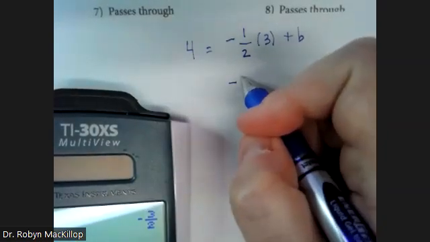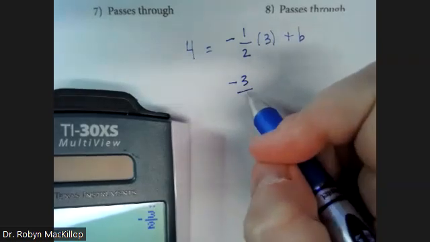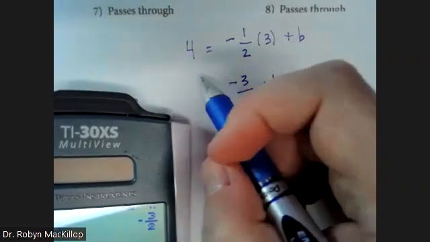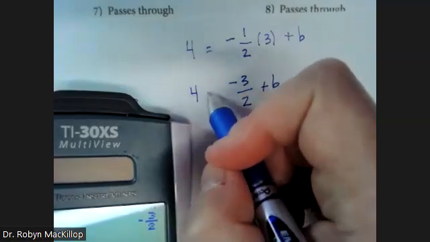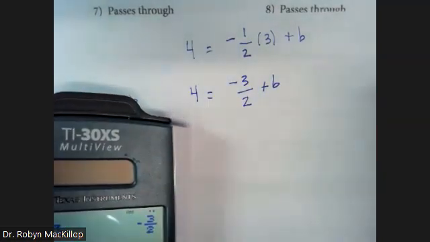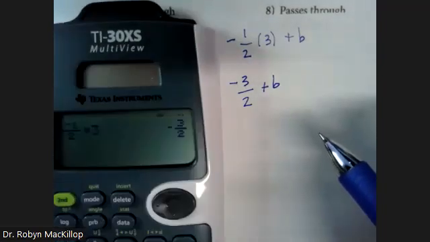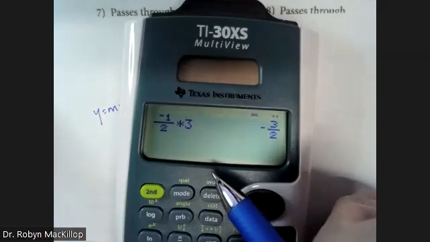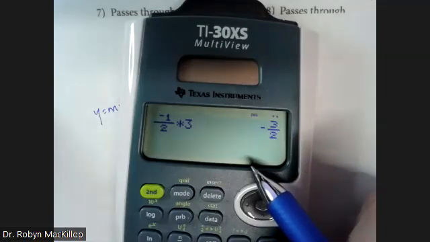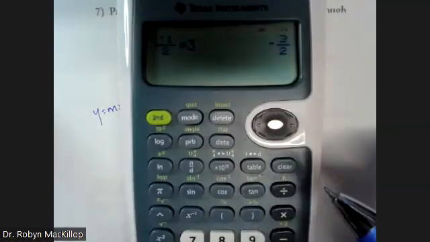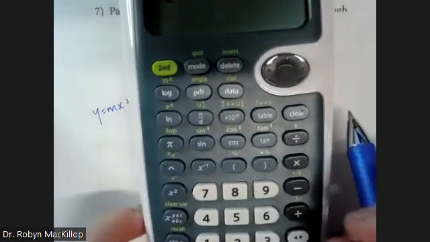So -3/2 plus b, and 4 stays the same. How did you get the 3 over 2? When I did it, I got the 1.5. Let's see why the calculator is different. The other thing you could do, because 1/2 is the same as 0.5.